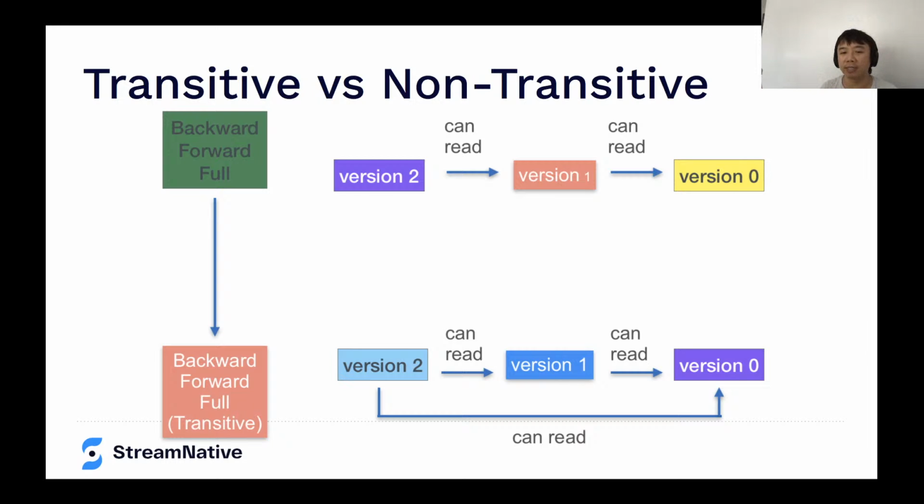So this is the full transitive. And so this is a transitive check. And I strongly recommend people go with this full transitive, because that would reduce a lot of problems when you want to operate the system in production, because you don't need to worry about the upgrade and rollback dependency between a producer and consumer. So that is the one thing I strongly recommend.